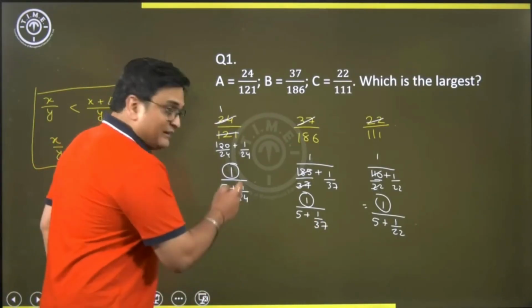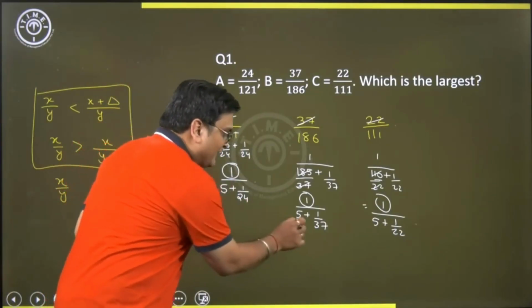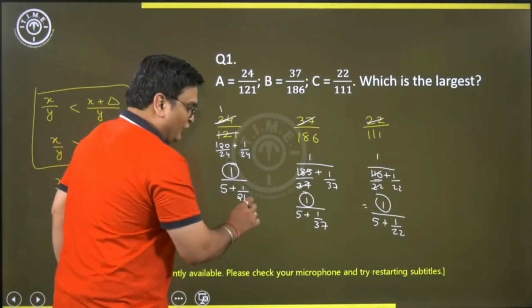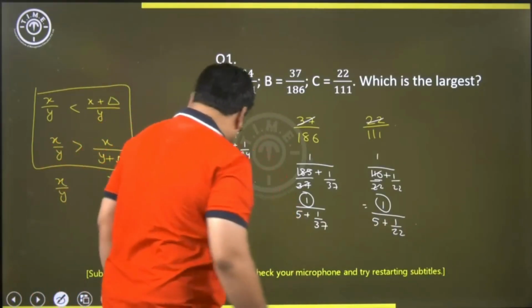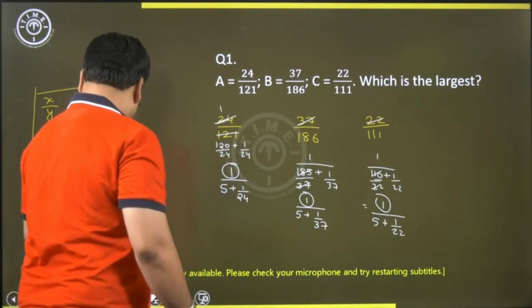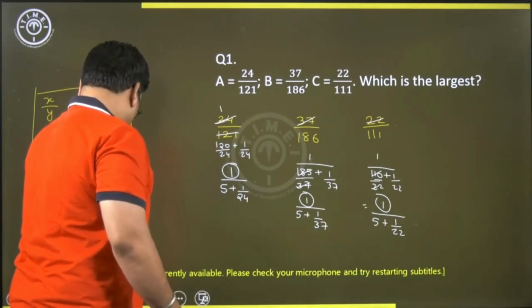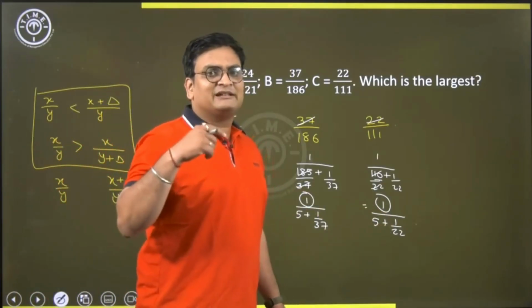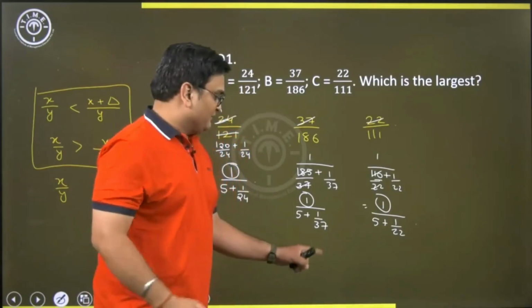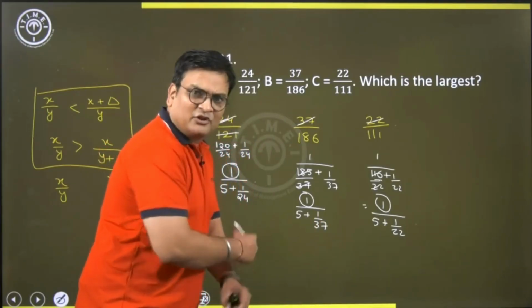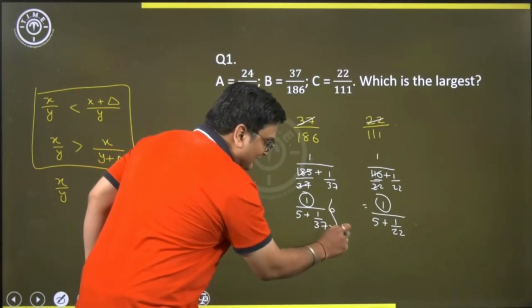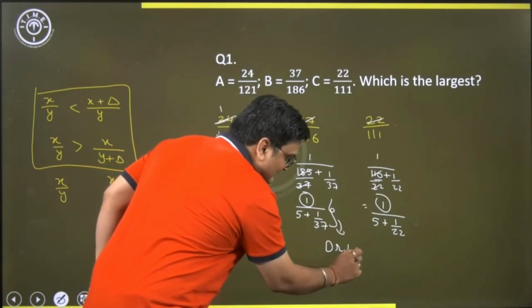Think about it. Now in the denominator again 5 plus 5 plus 5 plus is common everywhere. You ignore that. 1 by 24, 1 by 37, 1 by 22. Which is the smallest value here? Can I say 1 by 37 is the smallest, because the denominator is the highest out of all? Hence, can I say overall, here in this case, the denominator is the least.